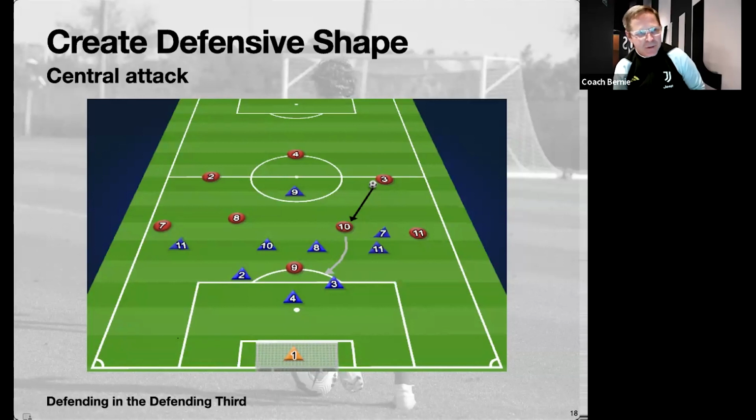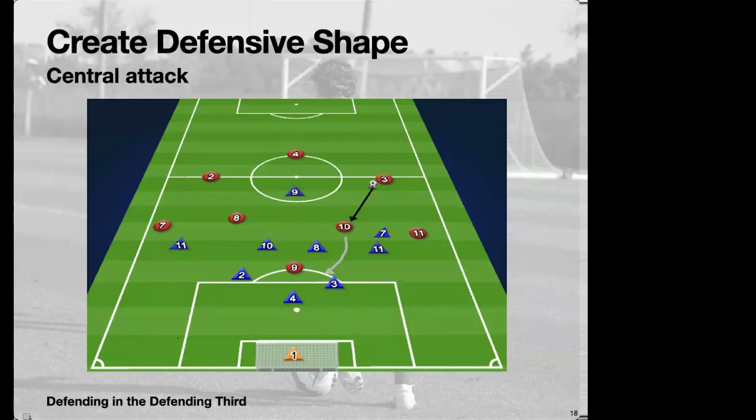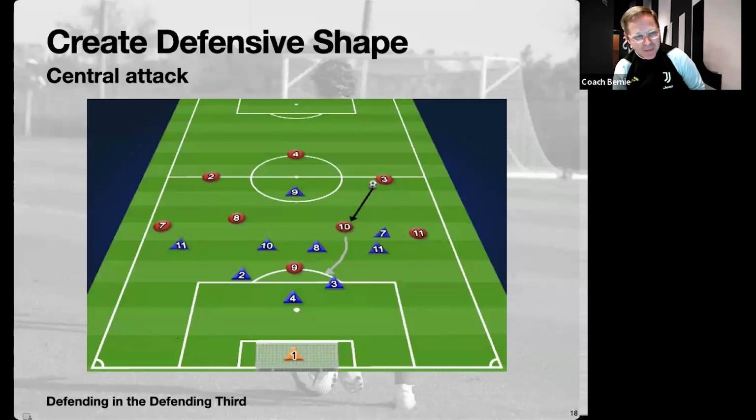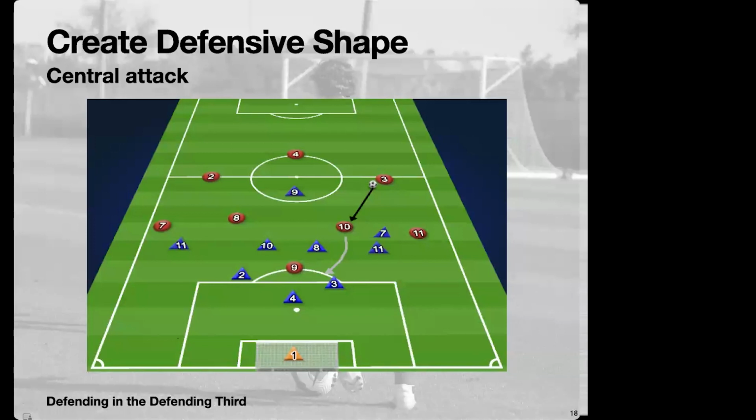Go ahead, Sonnen. Got you. I'm not sure, but on the right side, 11 or 7 should be covering the run on the other team 11 is making. Yep. Because if 10 makes a pass, like a through ball to the 11 on the other team, he can get a cross in. Yeah, you're with me.